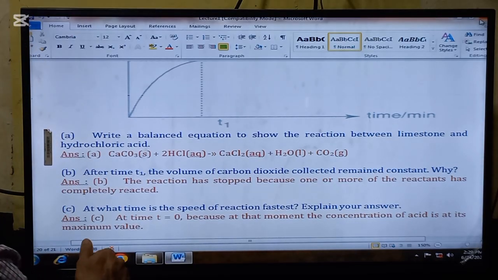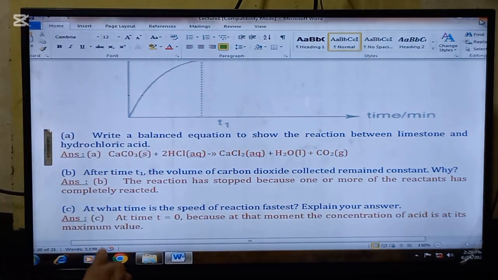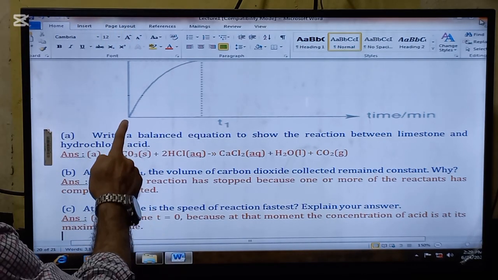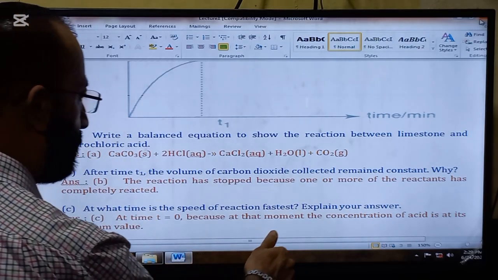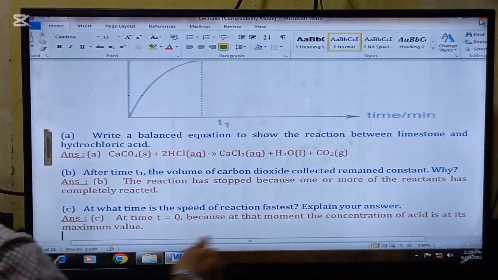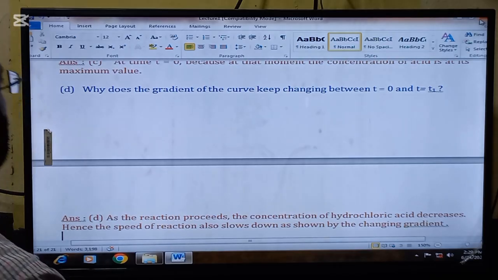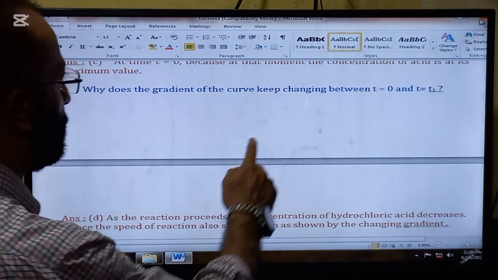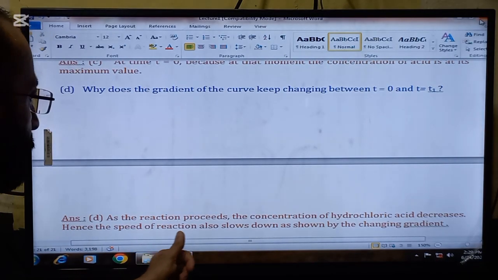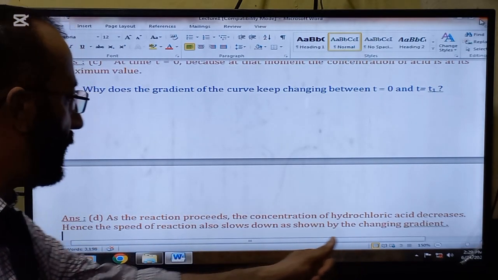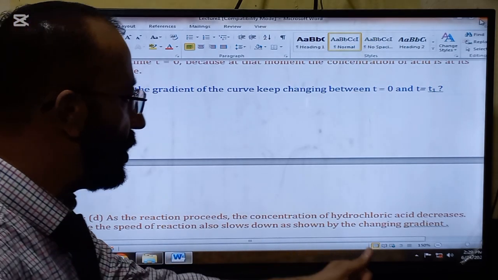The next part is: at what time is the speed of the reaction fastest? Explain your answer. The answer is at time t = 0. This is the time at which the speed of the reaction will be fastest, because at that moment the concentration of the acid is at its maximum value. The next part is: why does the gradient of the curve keep changing between t0 and t1? The answer is, as the reaction proceeds, the concentration of the hydrochloric acid decreases, hence the speed of the reaction also slows down, as shown by the changing gradient.